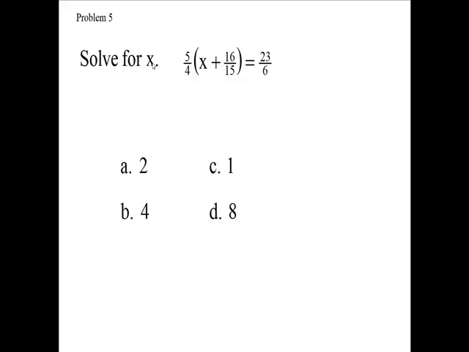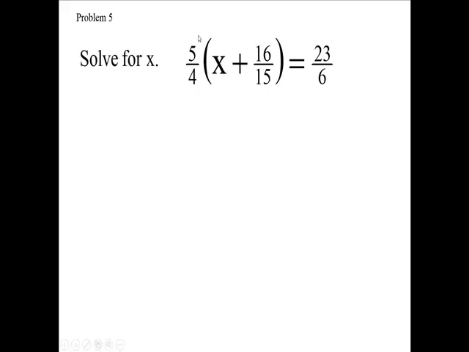Solve for x. Okay, now we have an equation here, and it's 5/4 times x plus 16/15 equals 23 over 6, and we have one of these four choices to pick from. Okay, copy down our equation, and what we're going to do, we're going to take 5/4 and distribute that onto the x. Let's do that.